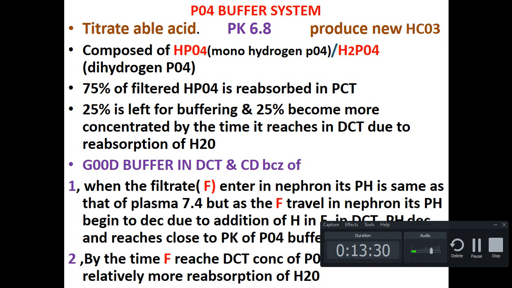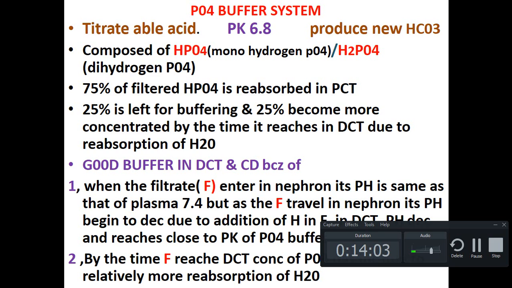Wait a minute, this is the actual slide for the phosphate buffer. It is known as titratable acid because you can measure how much acid has been excreted. Its pK is 6.8 and it is going to produce a new bicarb. As I have told you, whenever the hydrogen ion combines with something other than the bicarb, it will assist in the production. It will be excreted in the urine, but at the same time that bicarb production will be known as a new bicarb.